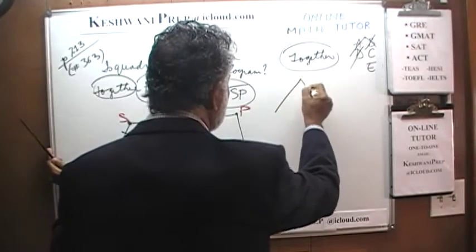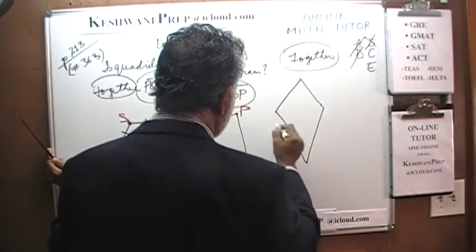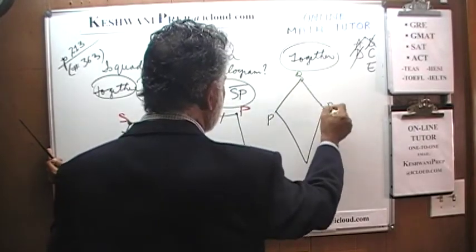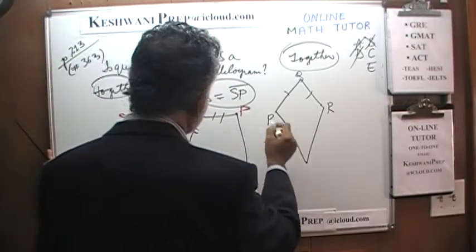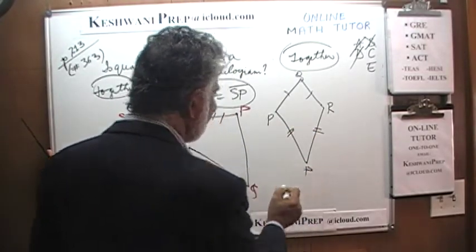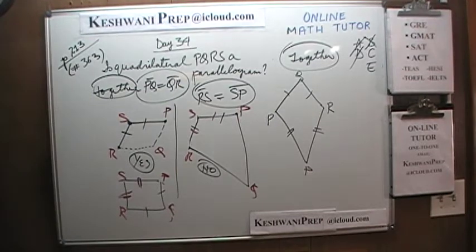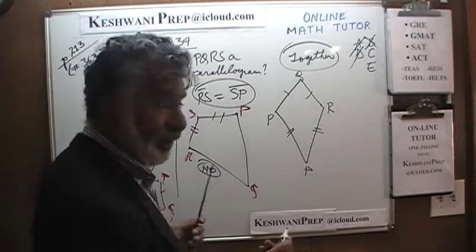Here is your PQ, which has to equal QR. And here is your RS. RS has to equal SP. This is one possibility, as you can see, that works. Another possibility that we possibly have is actually a parallelogram.